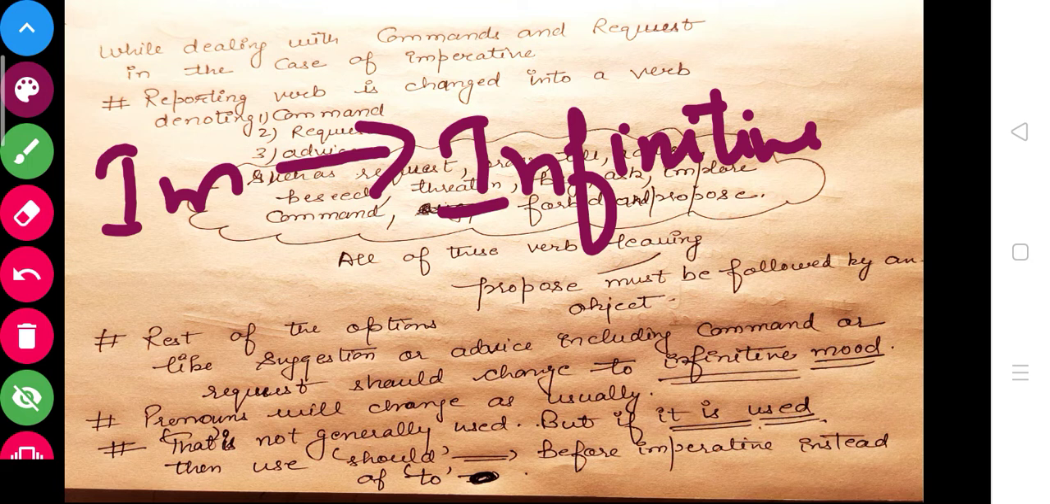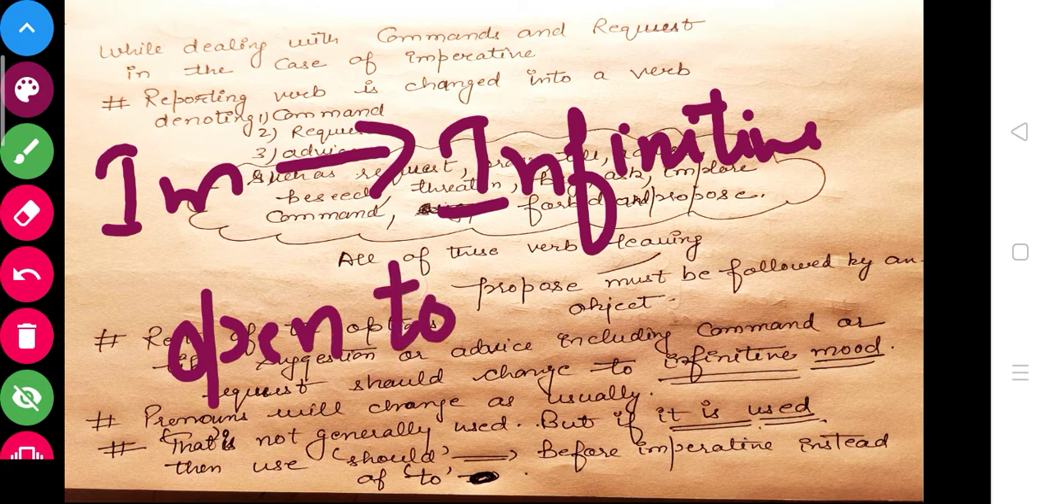Like I ordered the person to open the door. So when I say open the door, it's a very simple one, we can understand that one. But when we want to join two sentences, what conjunction is to be used? It depends upon this one.